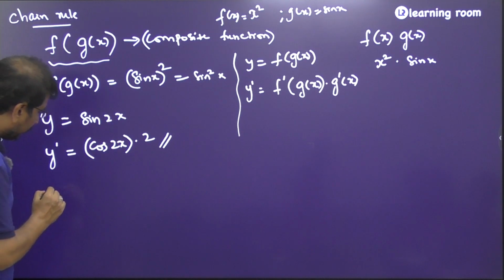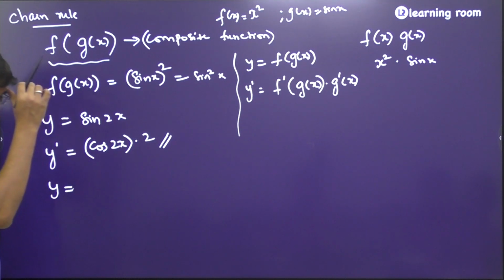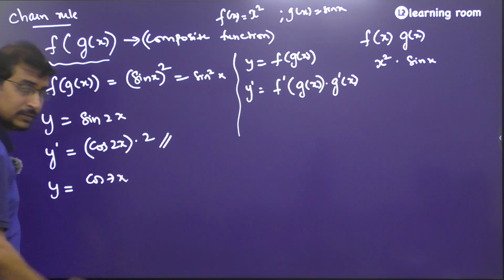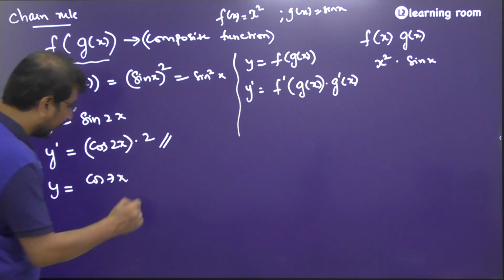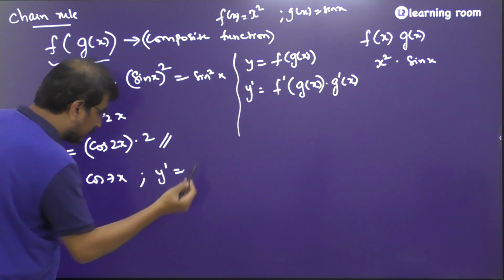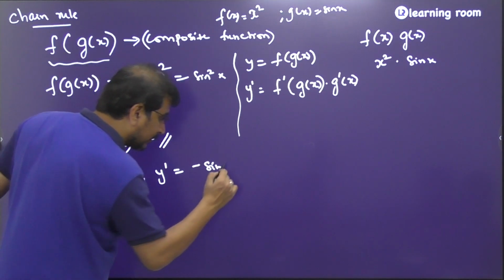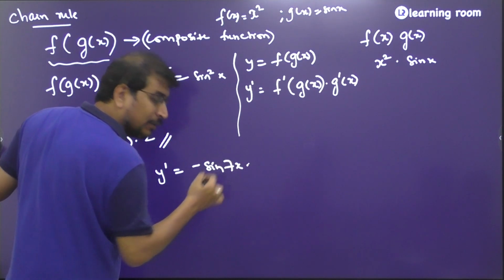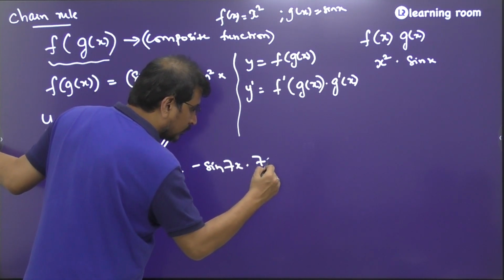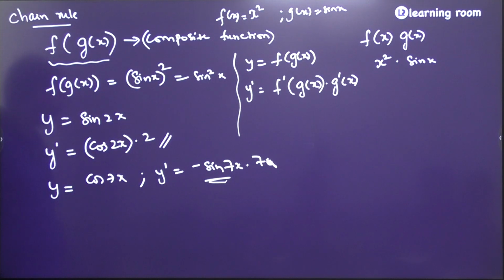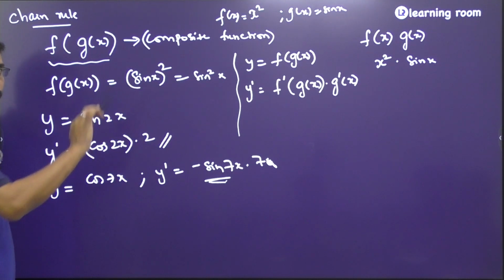Just to clarify, suppose I have y is equal to, let's say, cos 7x. So what is y dash? Minus sin of, write the value as it is, 7x, into the derivative of 7x, sorry, into 7. That's the answer. So you finally report it as minus 7 times sin 7x. This is called the chain rule.